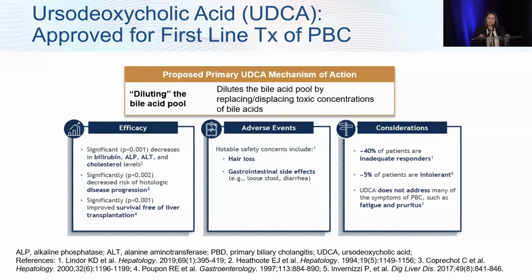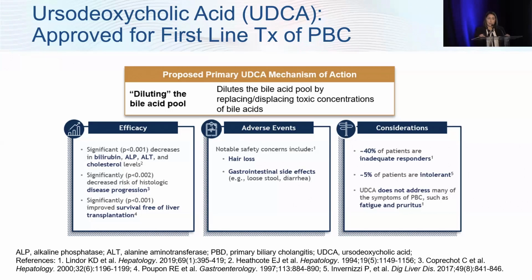So again, the old faithful urso. This is the only medication that's approved for the first line treatment of PBC. Basically, you're diluting bile acids and displacing toxic concentrations of bile acid. This was approved because of the significant decrease in liver enzymes, reducing the histologic progression of liver disease, and improving the survival-free time before liver transplant in patients with PBC.